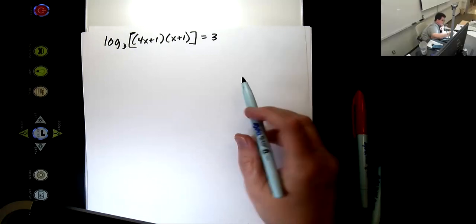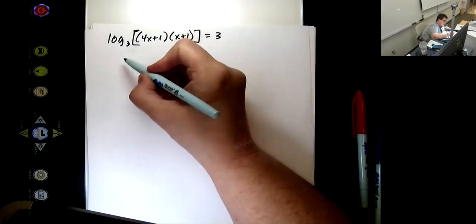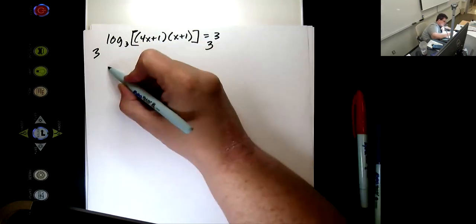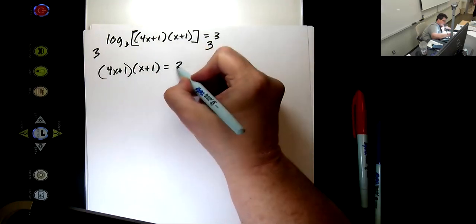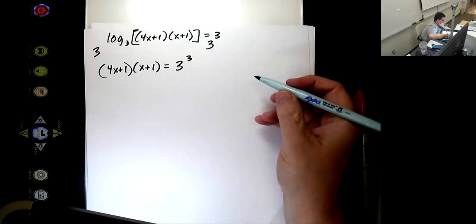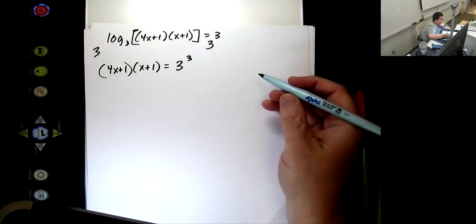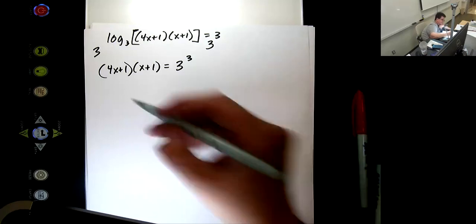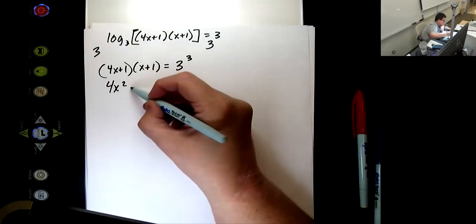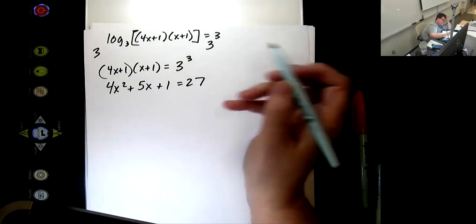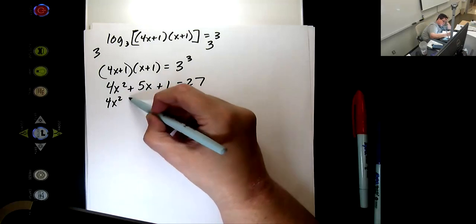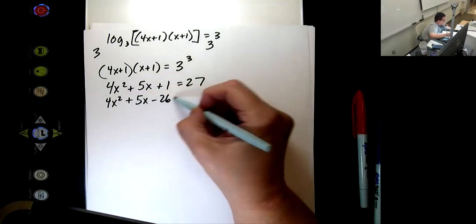So this is where the equation starts. So this is where we'll have to check our work. I'm going to do that base 3 right away. And I get 4x plus 1 times x plus 1 equals 3 to the third power. Four x squared plus 5x plus 1 equals 27. So 4x squared plus 5x minus 26 equals 0.